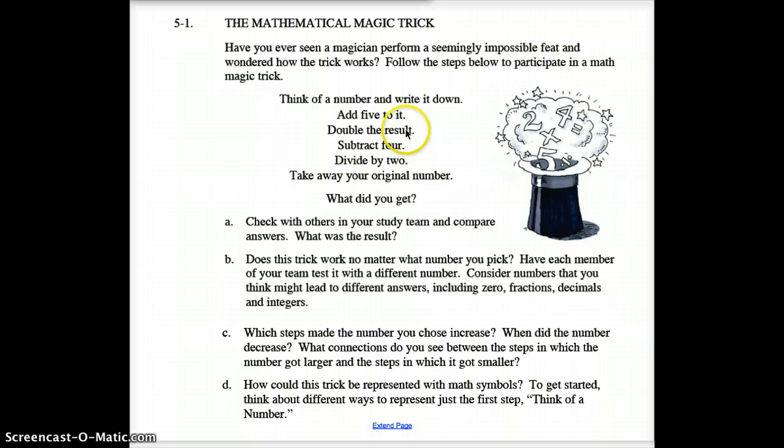Double it. By the way, what does double it mean? Double means 2, that's right. Multiply by 2. Then, subtract 4. By the way, are you hitting equals each and every time?